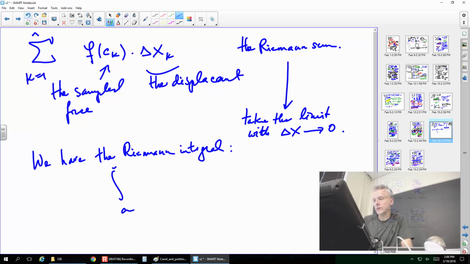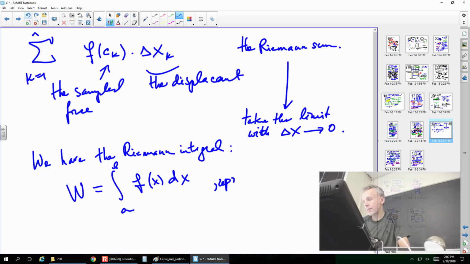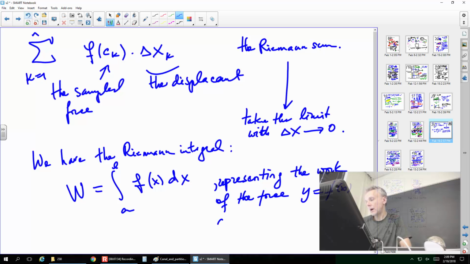So the integral from a to b, that's our trip from a to b, straight line always, of f of x dx. That's all. So W is representing the work of the force y equal f of x along the trip from A to B.